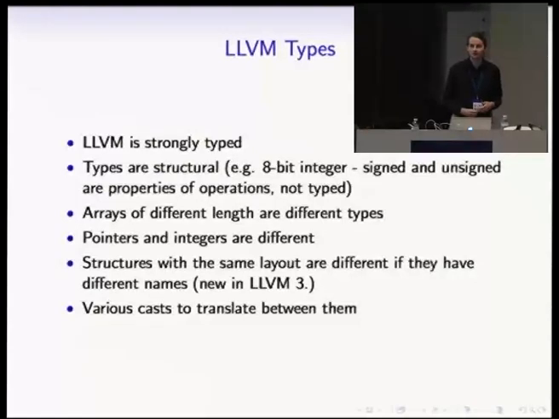How many people have had to add -fno-strict-aliasing to their compile flags? Okay, so not many of you. That's either very impressive or your build system's doing it automatically and you aren't aware of it.